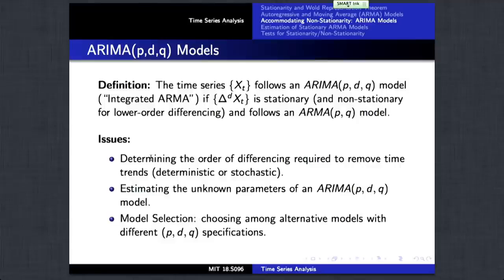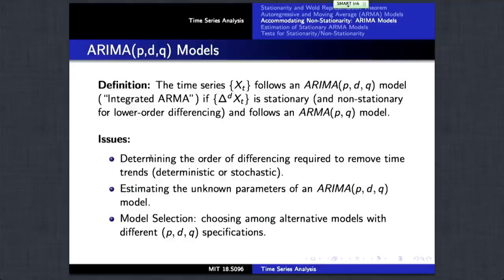Okay, final topic for today is just how you incorporate non-stationary processes into ARMA processes. Well, if you take first differences or second differences and the resulting process is covariance stationary, then we can just incorporate that differencing into the model specification itself and define ARIMA models, autoregressive integrated moving average processes.